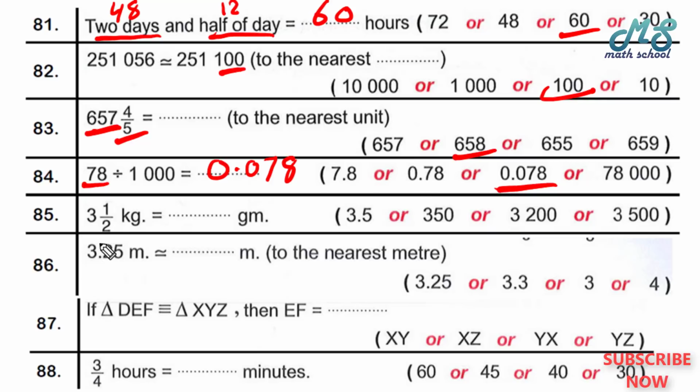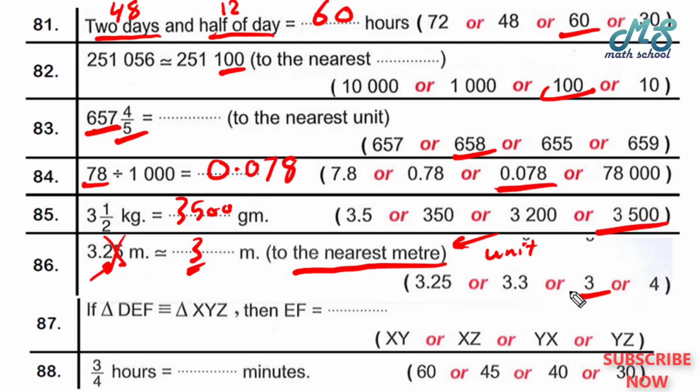3 and 1/2 kilograms mentally equals how many grams? So 3500. Very easy, repeated: 3500. 3.25 meter equals how many meter to the nearest meter? Be careful, to the nearest meter means to the nearest unit, which is to the nearest whole number. So keep your eye on the 10th place, which is 2. 2 is less than 5 so it will stay as it is, 3, it will not change, and then cancel the decimal part. So it will be 3 meter. So the correct answer is 3.